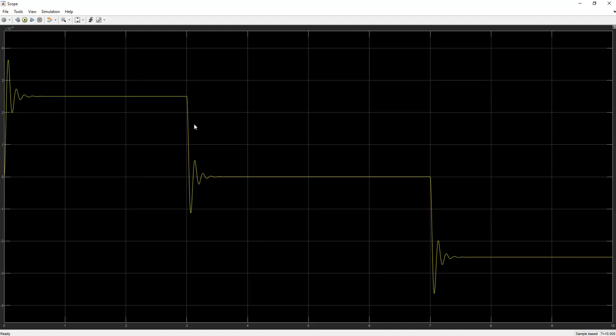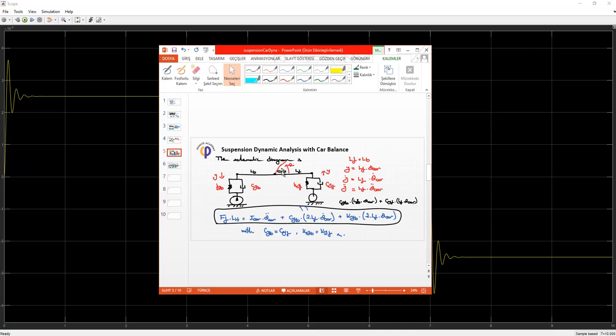Then ff should be equal to 0. From 3 to 7 seconds ff is not applied on this system, and so the suspension can correct it at this position. Then the car is braking, and so the minus 1000 Newton force is applied on this car, and the deflection turns into the opposite direction, so theta moves like this.